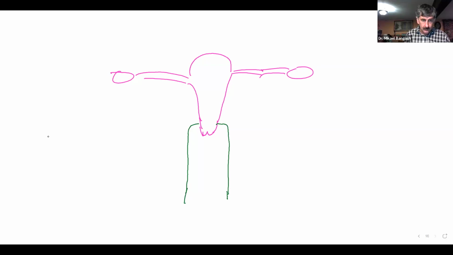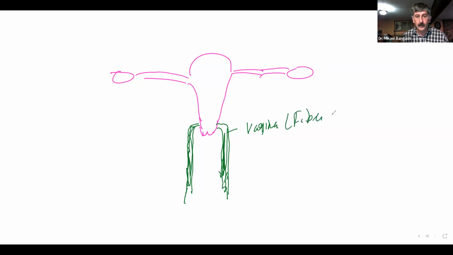Now you may call it the vagina, you may call it the birth canal, because this is the gateway of the baby out into the world normally. But what is it going to be? It's a fibromuscular structure, made up of muscles and some fibrous tissues.